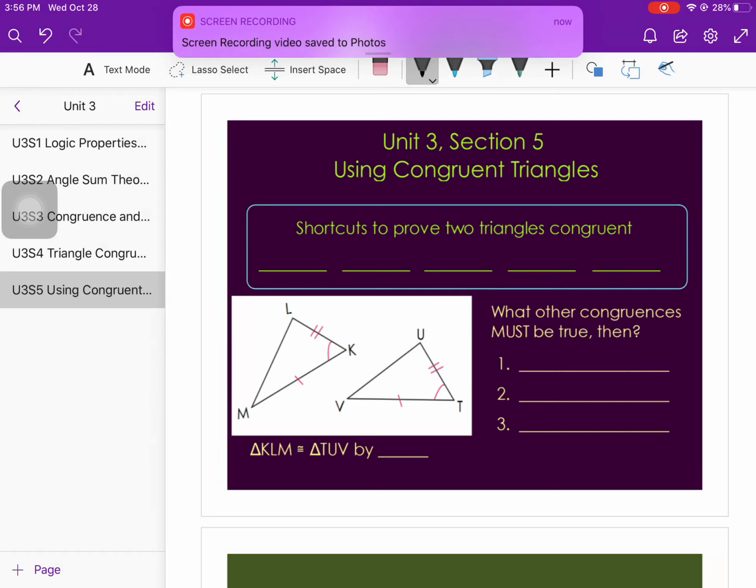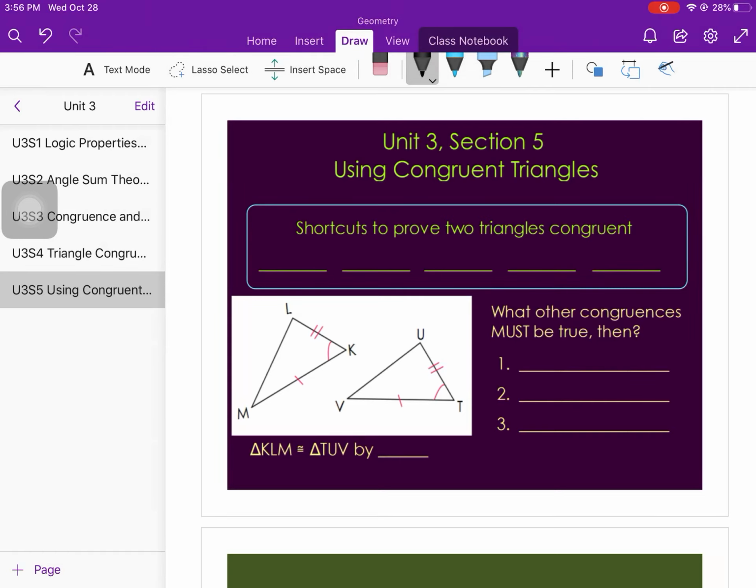Hey guys, so in the last video we did Unit 3 Section 4, which was proving that triangles are congruent. So now we're going to do proofs where we already know that the triangles are congruent, but what can we prove beyond the triangles being congruent? Because once we know that two triangles are congruent, we actually know more information about the two triangles.